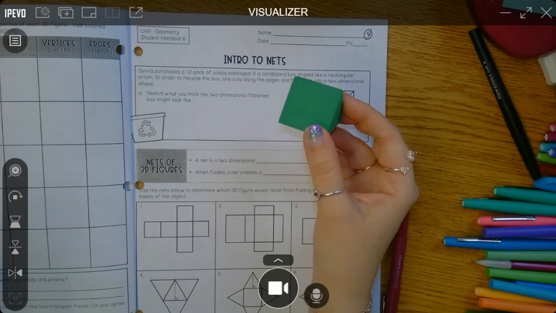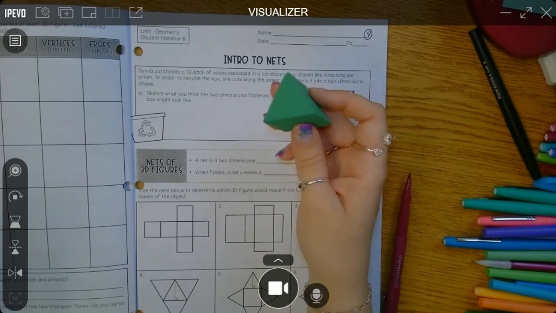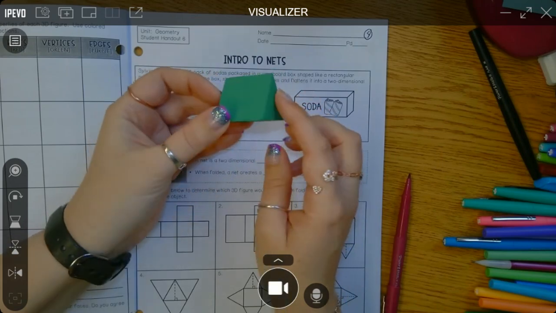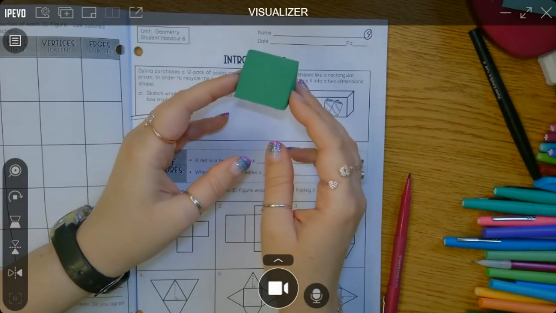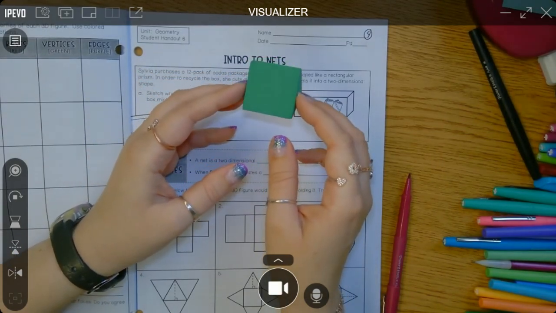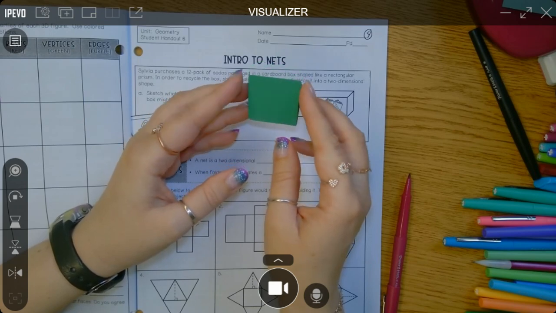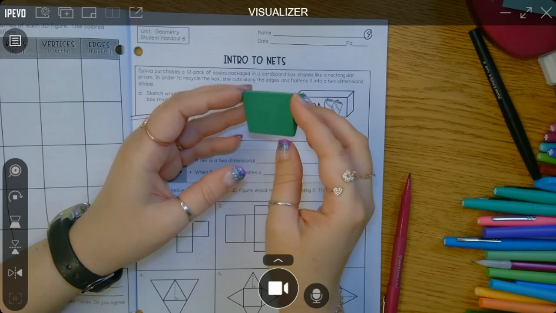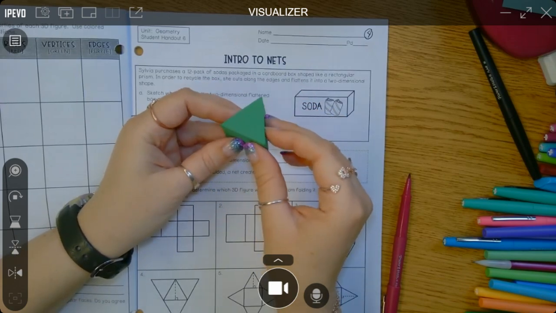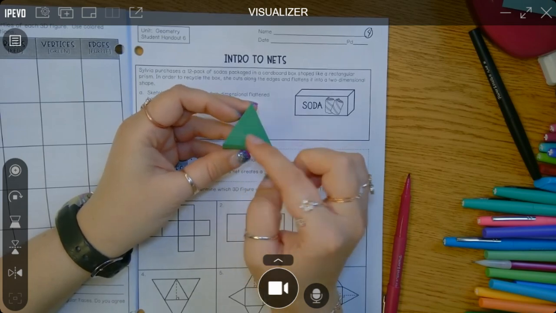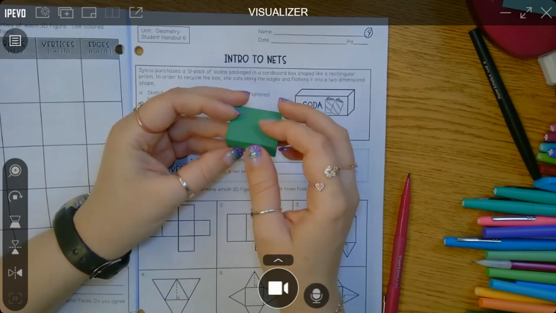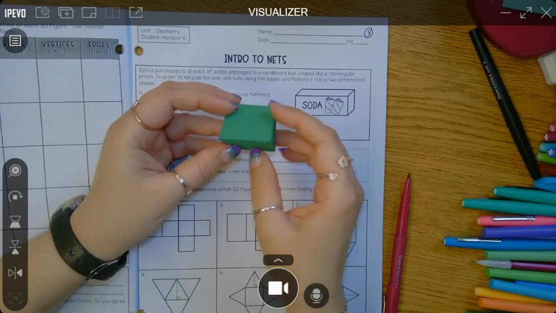Because it has two identical bases. Right here, this base and this base are parallel to each other. They don't intersect. And they're separated by rectangles. So prisms have rectangular sides. How many rectangular sides? Well, it depends. How many sides does your base shape have? This is a triangular prism because your base shape is a triangle. And since it has three sides, it has 1, 2, 3 rectangles coming off of it.